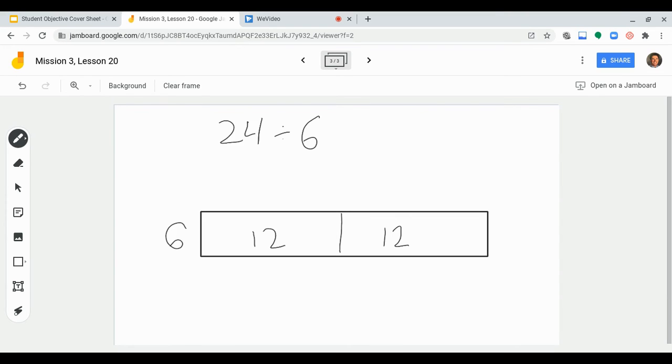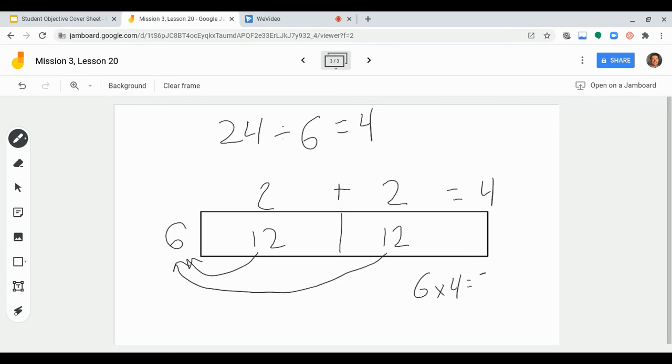Now, here I'm just going to go 12 divided by 6. Again, 12 divided by 6 is 2, because 6 times 2 is 12. 12 divided by 6 again is 2, because same thing, 6 times 2 is 12. I add those together. 2 plus 2 is 4. So my quotient, 24 divided by 6, is 4. And then I can check it by doing length times width. 6 times 4 should equal 24, and it does, so I know I'm correct there.